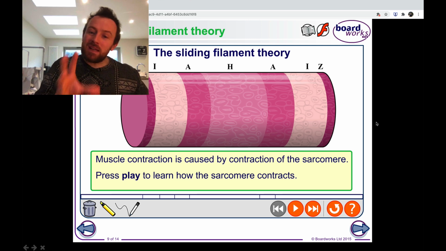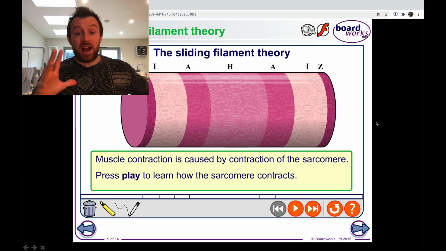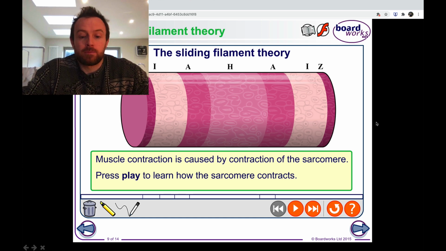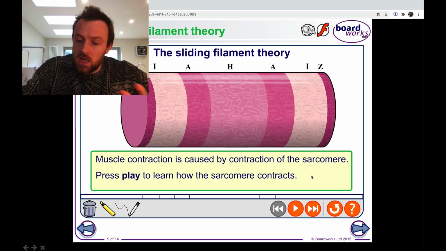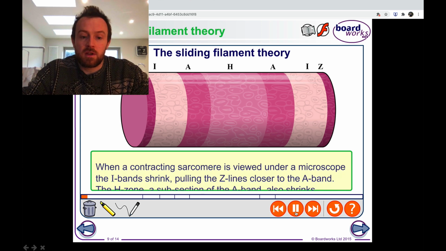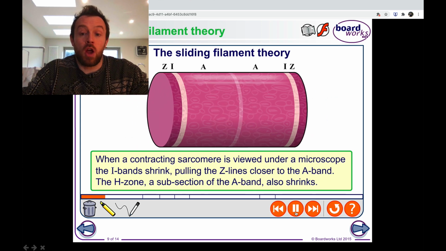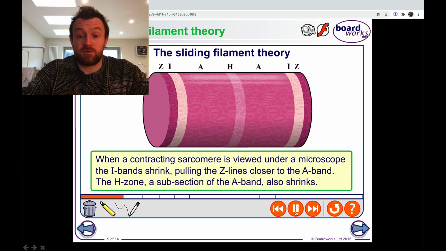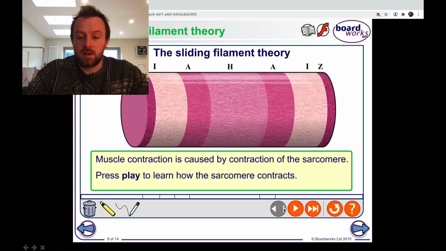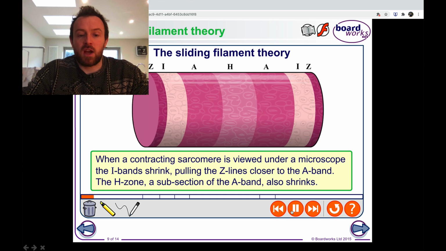Okay, so now let's look at how contraction actually works. The sliding filament theory. We're going to look at how the sarcomere contracts. Here's the filament, and what the scientists noticed when they were looking at these filaments under the electron microscope is that they move backwards and forwards like this. They saw this regular change of colors.